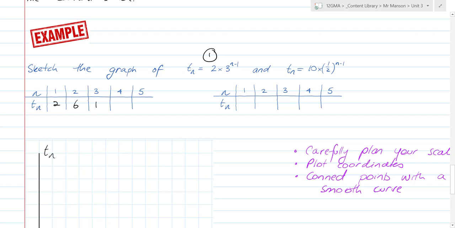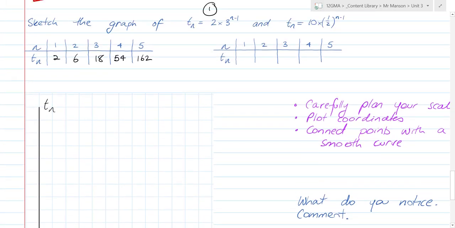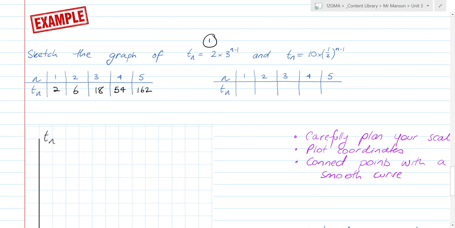And sketching that on here, well, I won't do it yet because I'm going to do them both on the same axes. So the second one starts at 10, and then it's 5, 2.5, 1.25, and 0.625. Each of those terms I'm halving each time. So they're my 5 values. And now I'm going to plot it.